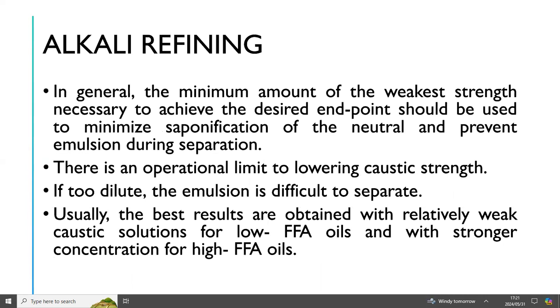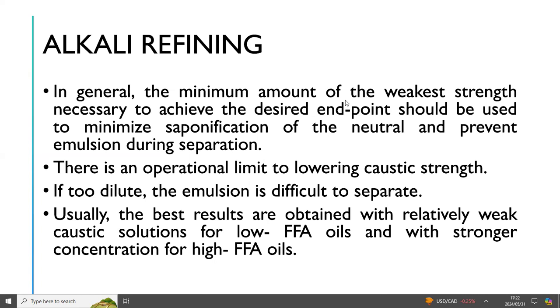In general, the minimum amount of the weakest strength necessary to achieve the desired endpoint should be used to minimize saponification of the neutral oil and prevent emulsion during separation. Usually the endpoint of alkali refining is free fatty acid content, which is usually from 0.02 to 0.05%. But some companies will accept 0.1% free fatty acid or less as their endpoint. Also color, for example, some companies will take a 4 red as a reasonable color of the oil.